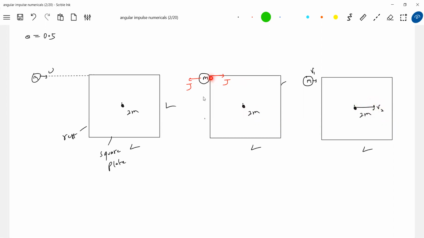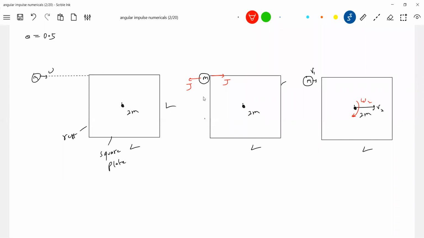At the same time, the impulse J will set up an angular impulse, no? J into L by 2, clockwise, on the plate. So therefore it also has a tendency to rotate. It's not just the initial angular momentum. You must also look at the impulse acting. How that impulse acting on the rigid body sets up angular impulse, and how that angular impulse acts, will determine in what direction it will rotate.